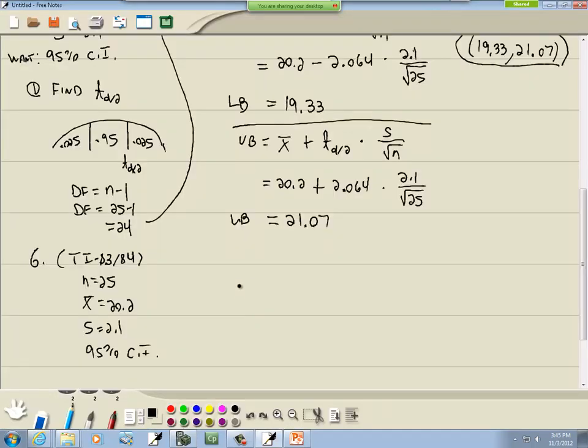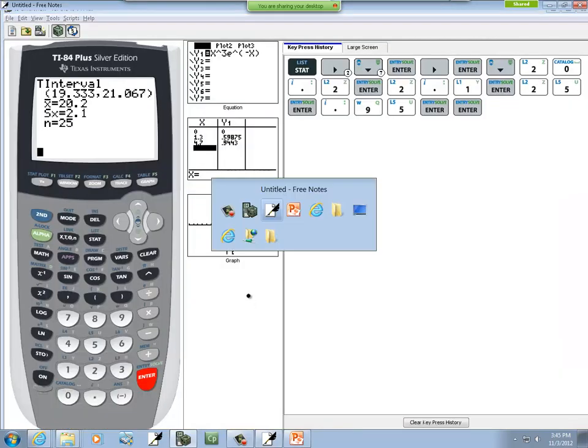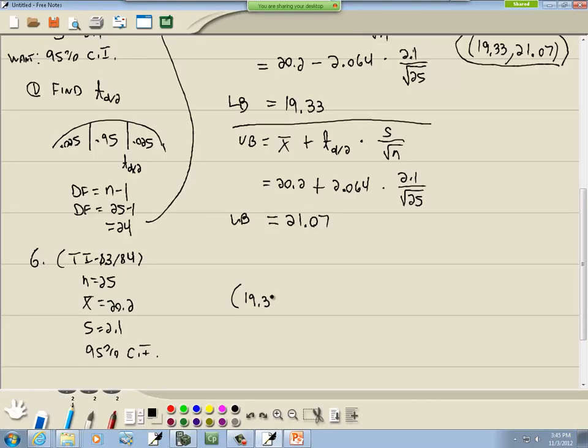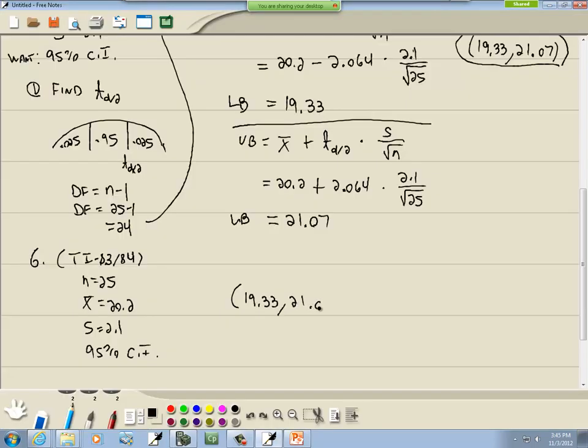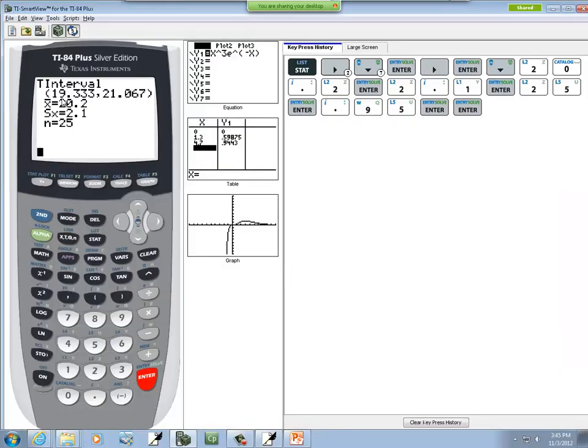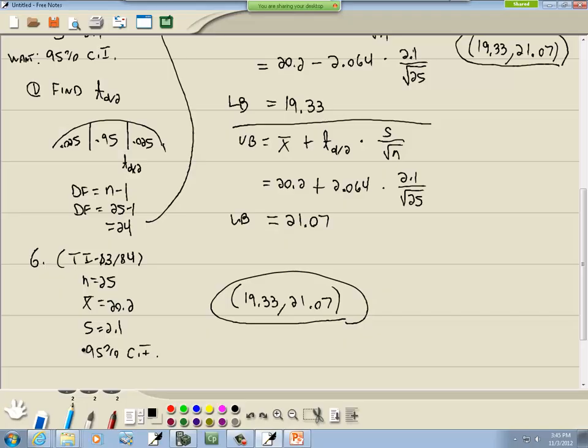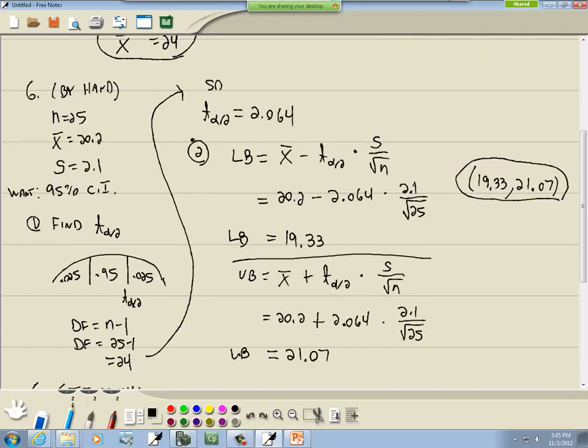And it gives us 2 decimal places. We got 19.33 and 21.07, and that's our answer. Now if it was given raw data, see how it gives us x bar? It gives us the point estimate right below it. Let me save that and we'll look at our next problem.